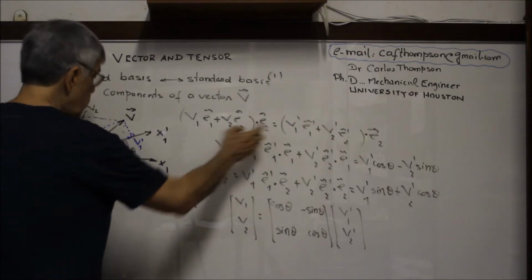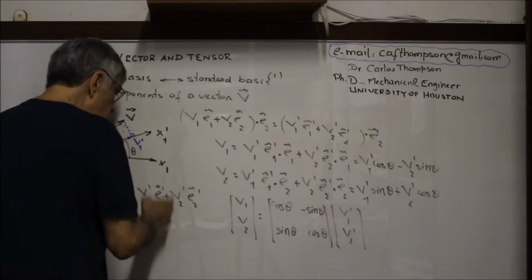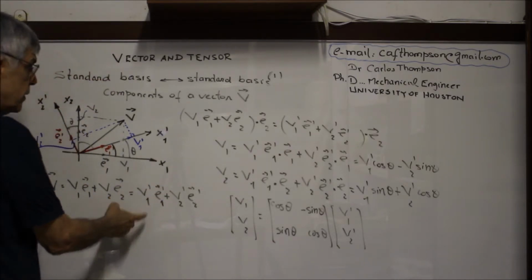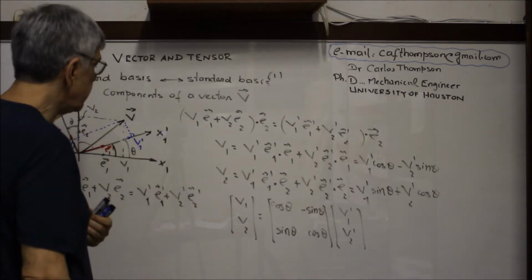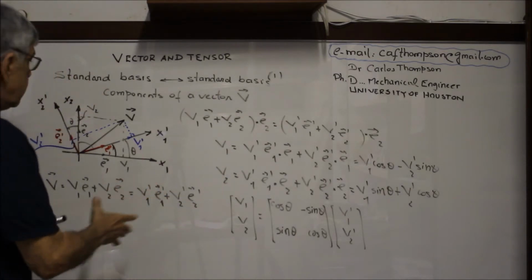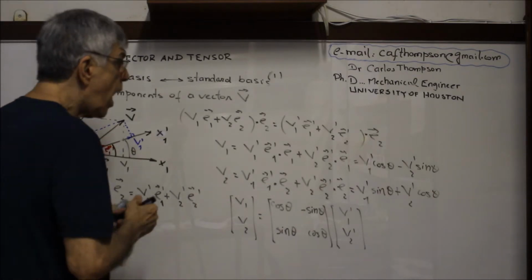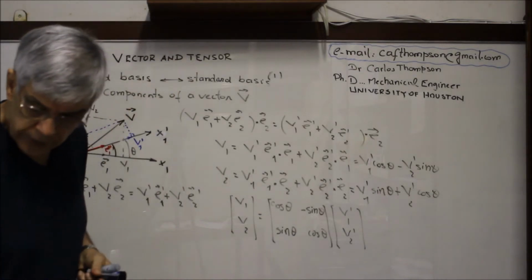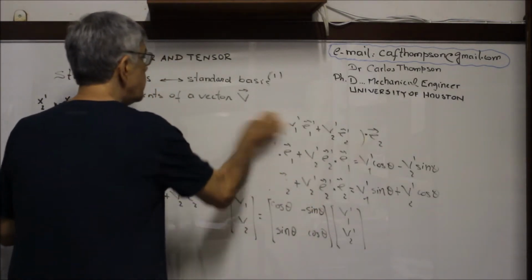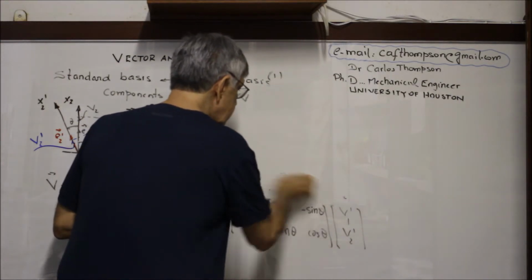Instead of multiplying by E1 and E2, I would multiply both sides by the dot product with E1 prime to isolate V1 prime here. And then multiply both sides by the dot product with E2 prime to isolate V2 prime. If I do that and see the cosine of this angle, I would get, it's good for you to practice.